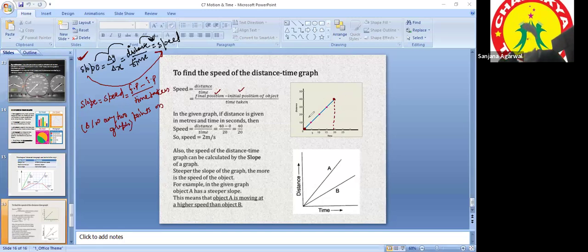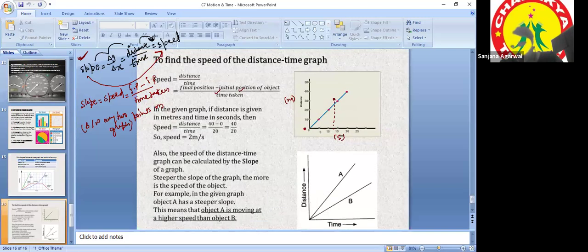Okay. So can you tell me, suppose, okay, I'll just zoom it out. You write the formula that I've written. Let's say time here is given in seconds and distance is in meters. Find the slope or the speed between 15 to 20 seconds. Be quick, very quick. Time is almost over. So be quick, please.